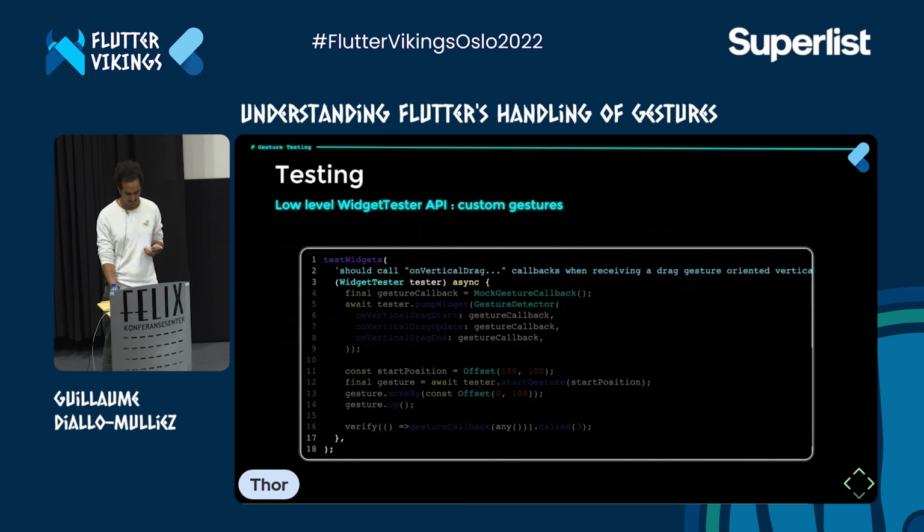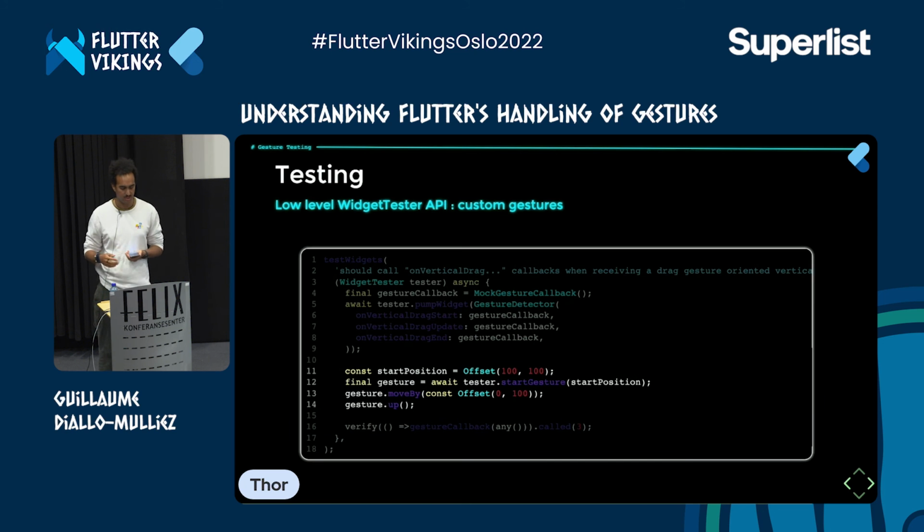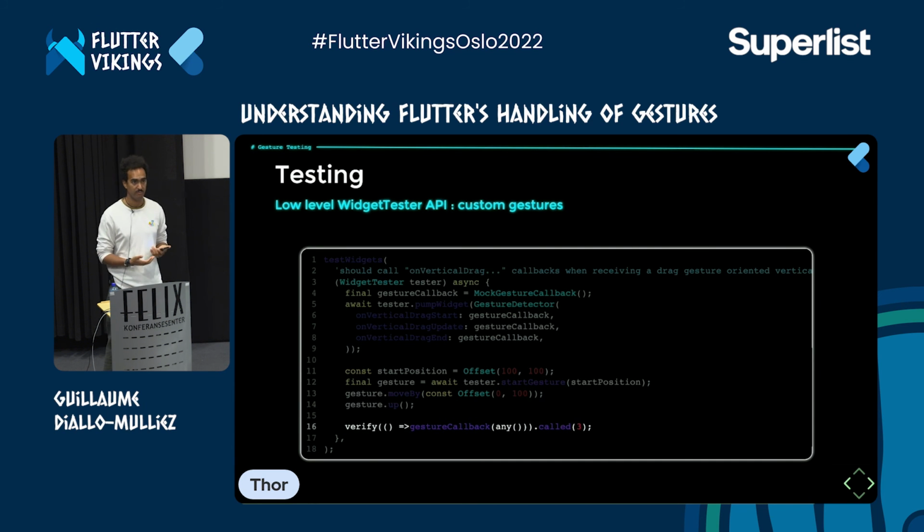And how does this work in the code? Then you have, if you want to test, for example, a vertical drag, and you pump your widget you want to test with callbacks, for example, here on vertical when it's starting, when it updates, and when it ends. Let's say we only update it once. We create a gesture. We started at a certain position. We move by 100 pixels down because we need to detect a vertical gesture. And then we call gesture.up to finish our gesture. And we expect the callbacks to have been called 3 times.